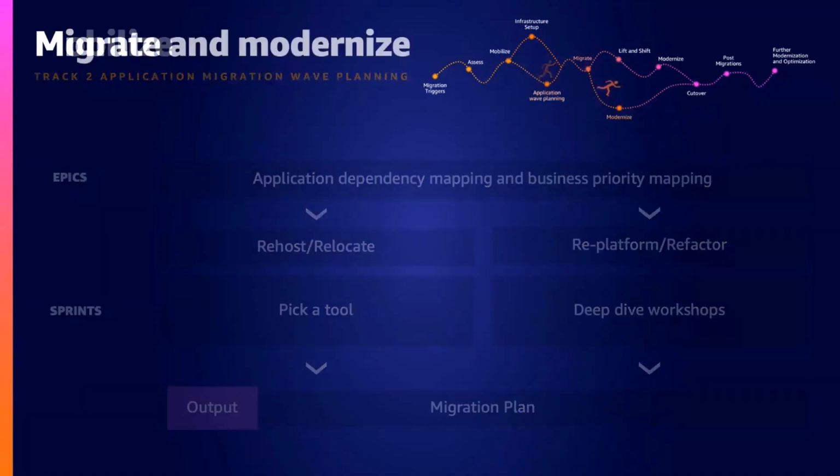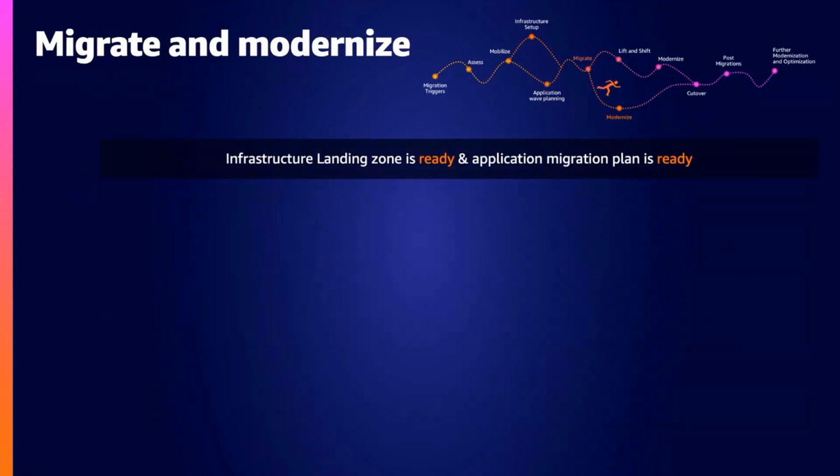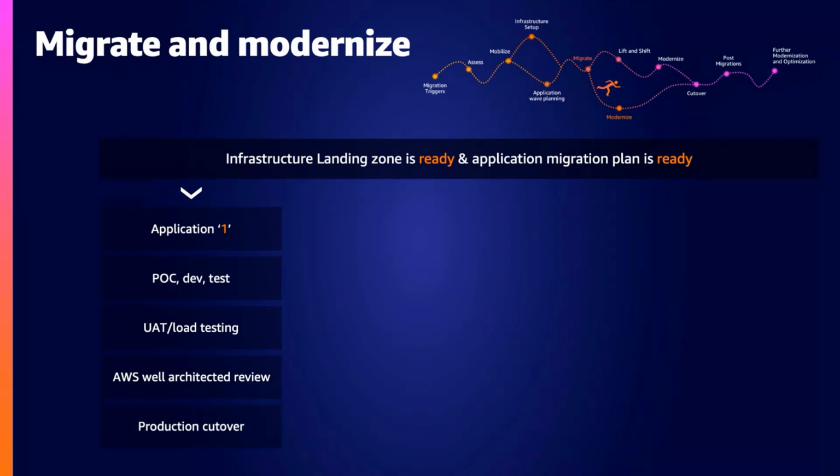So now that we have a landing zone that is ready to migrate, and migration plans are also ready, this is where we begin to migrate. To test what we built in the previous steps and validate our approach, we always want to pick 3 to 5 different applications and run them through the cycles of dev, test, UAT environments. Always run a well-architected review at that particular stage before you cut over into production.